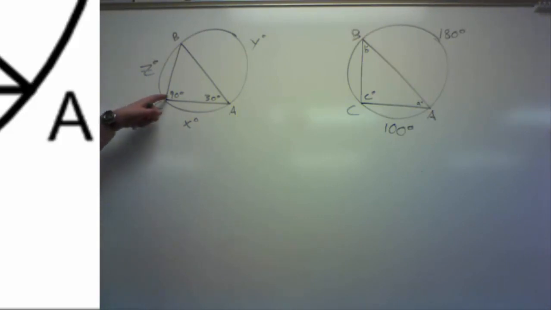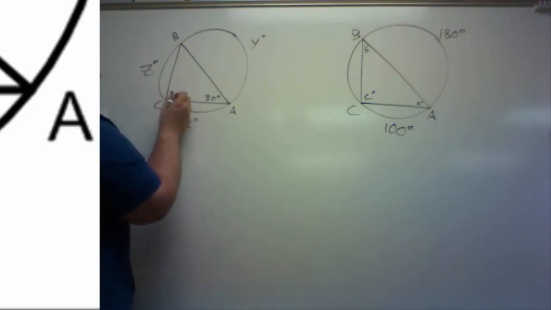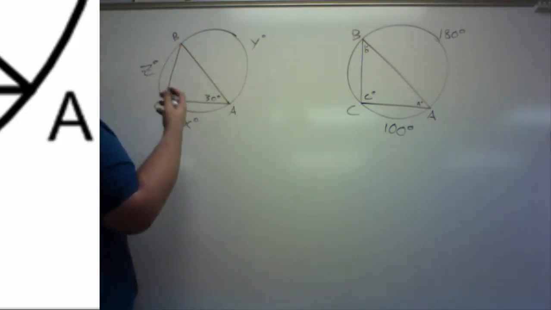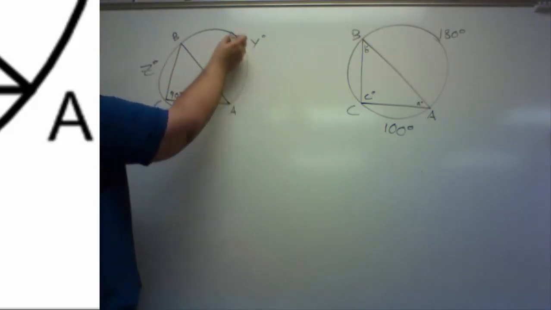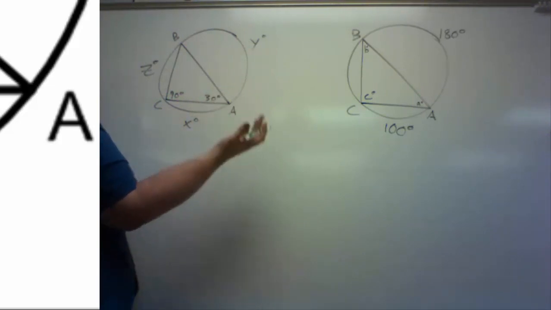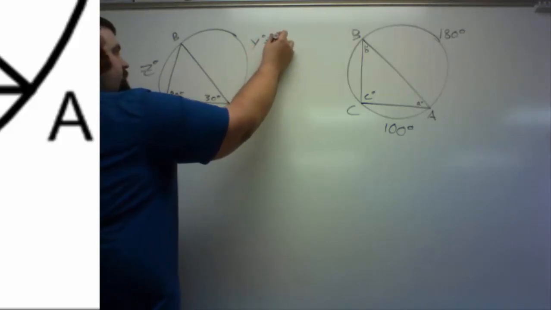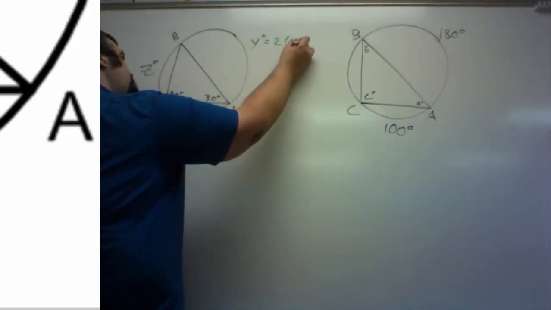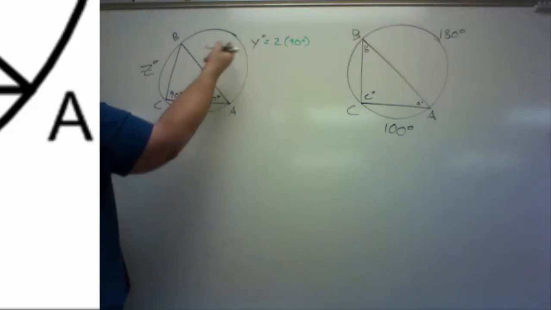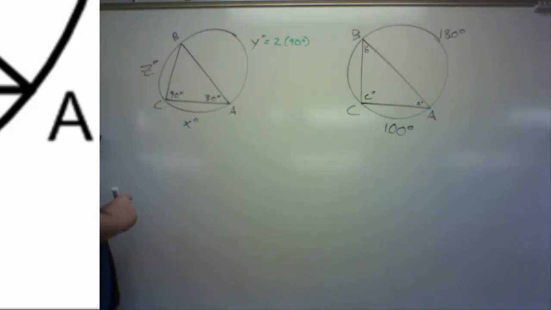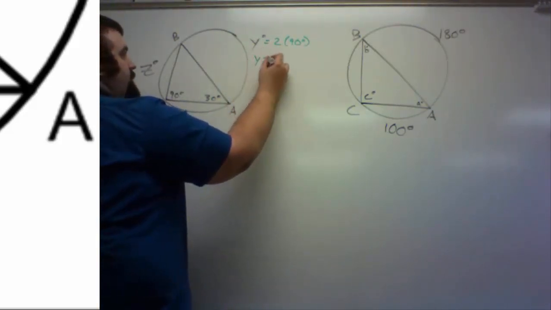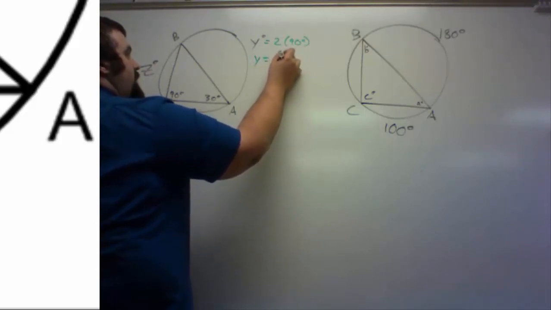Well, this is a 90-degree angle, and these chords form its inscribed angle. So that means that this arc here has to be double the inscribed angle. So y is equal to 2 times 90 degrees, because that's the inscribed angle across from y. So y equals 180.